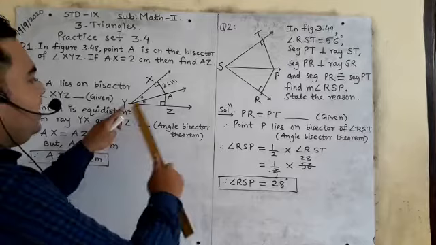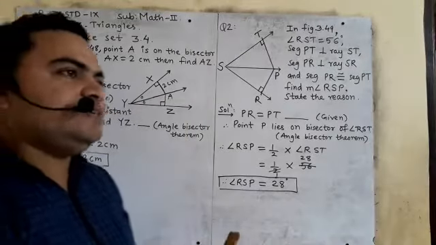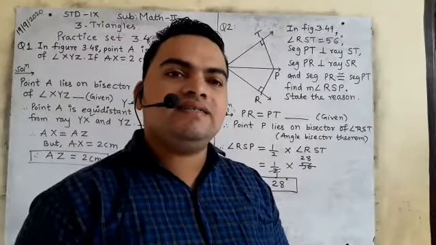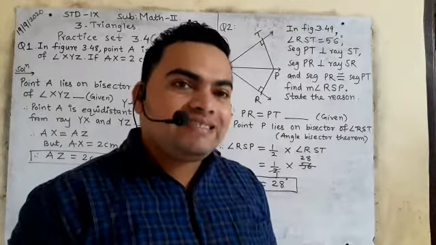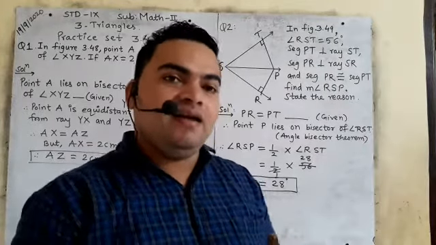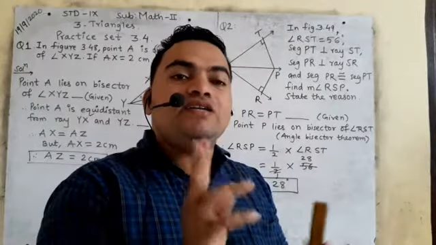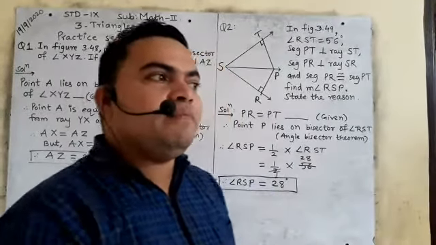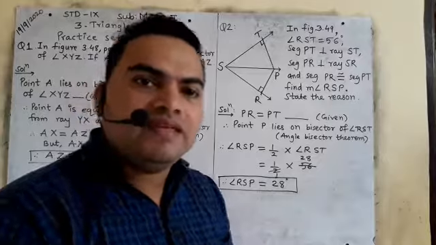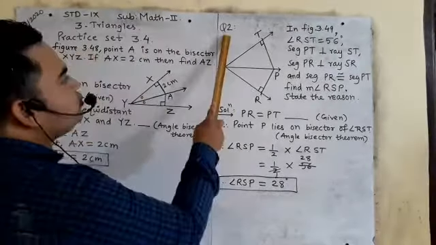Ray YA is an angle bisector. So what does the angle bisector do? Angle bisector divides the angle into two equal parts, or it will make half parts. Is it clear? Now see question number 2.